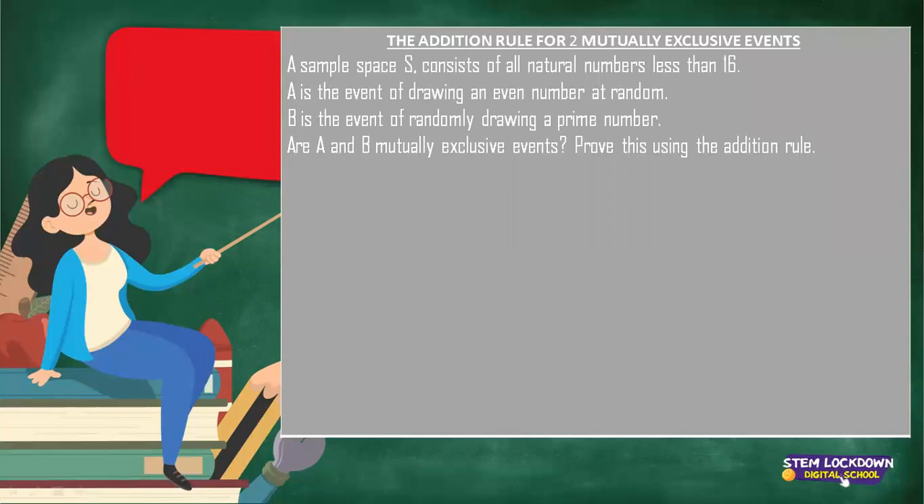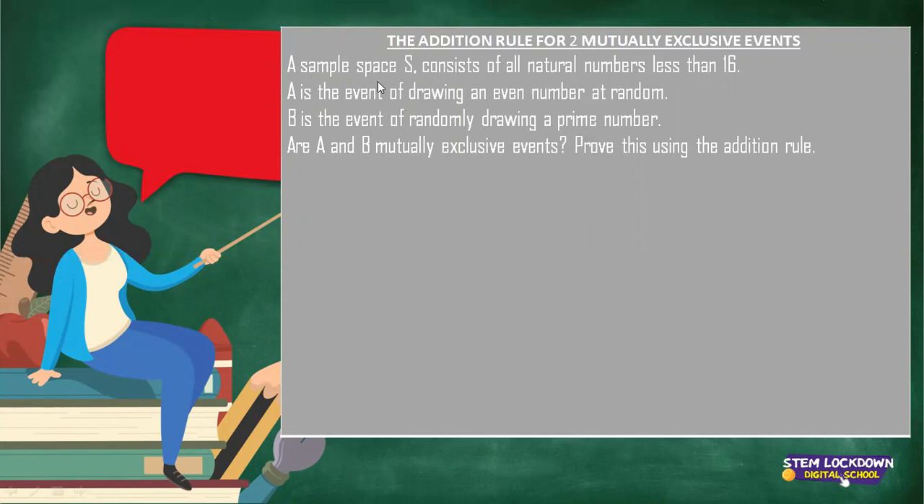Right. So lastly, talking about the addition rule for mutually exclusive events. An example to illustrate that: a sample space X consists of all natural numbers less than 16. A is the event of drawing an even number at random. B is the event of randomly drawing a prime number. A and B are mutually exclusive events. Prove this using the addition rule.